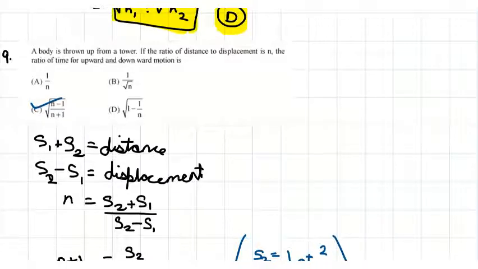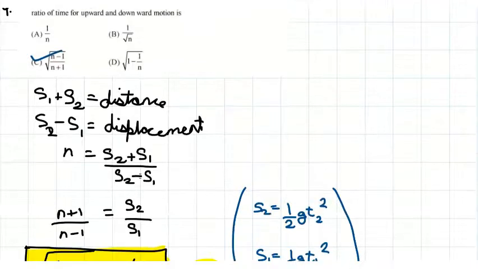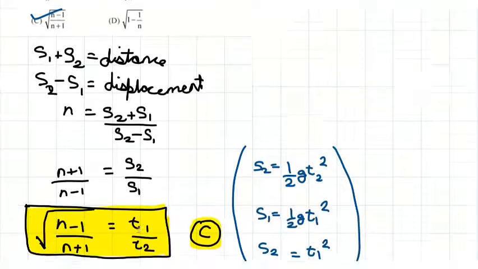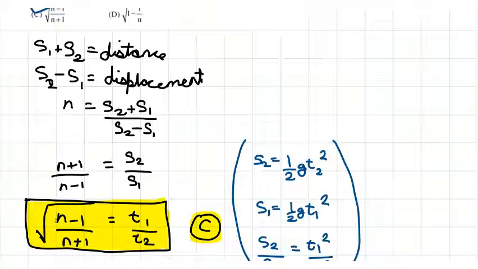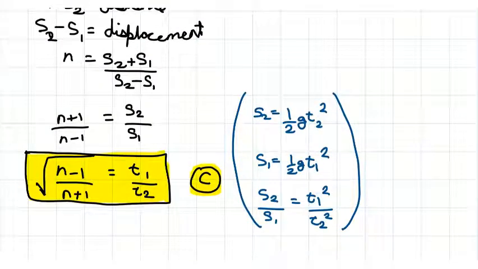N obviously is the distance to the displacement, so s2 plus s1 by s2 minus s1, and we can apply the formulas for ratio and we get n plus 1 by n minus 1 equal to s2 by s1. So we get under root of n minus 1 by under root of n plus 1 equal to t1 by t2. Why we take t1 by t2 directly is when we use the second equation of motion, the half g gets cancelled from both sides.